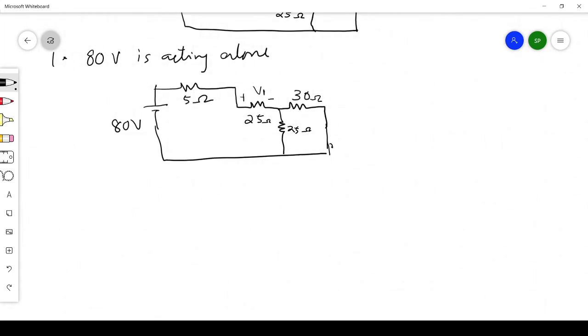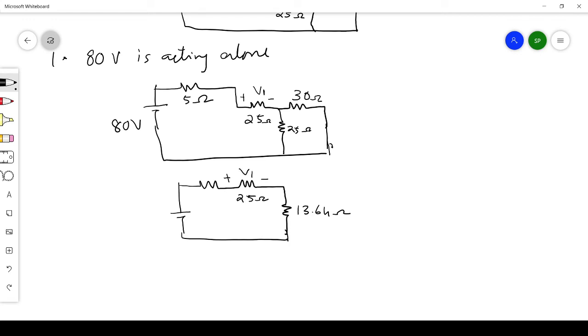So I can just redraw the diagram. I'll be redrawing it, this 5 ohm, this 25, then that 30 and 25 in parallel. I'll be getting the equivalent as 13.64 ohm. This is 25 ohm, and across it we have V1, that is we are supposed to find it. This is 5 ohm and this is 80 volt battery.